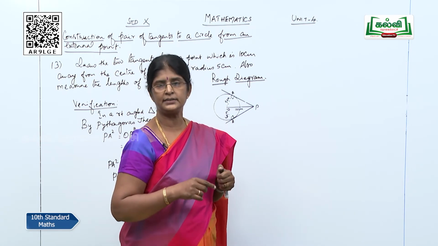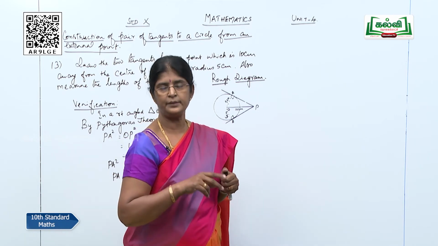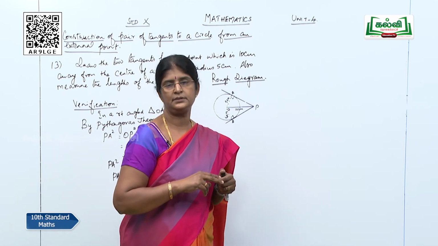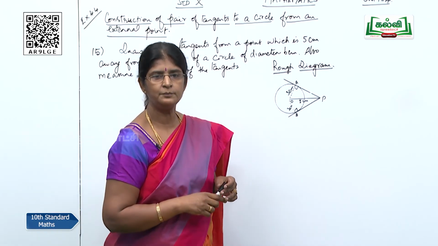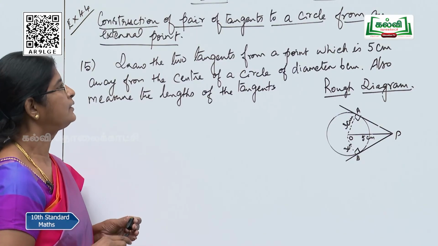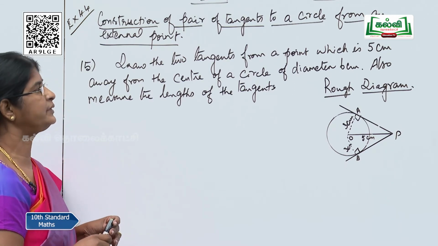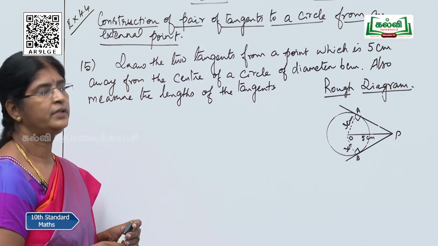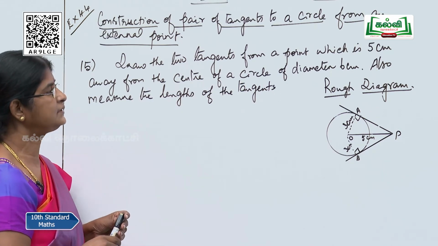You can see in exercise 4.4, the 11th sum is type 1 and the 12th sum is type 2. Now I have taken the 13th sum as a type 3. We will see one more sum in exercise 4.4. 15th question: draw the two tangents from a point which is 5 centimeter away from the center of a circle of diameter 6 centimeter. Also measure the lengths of the tangents.